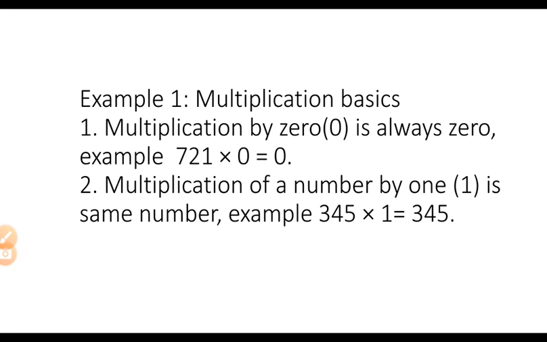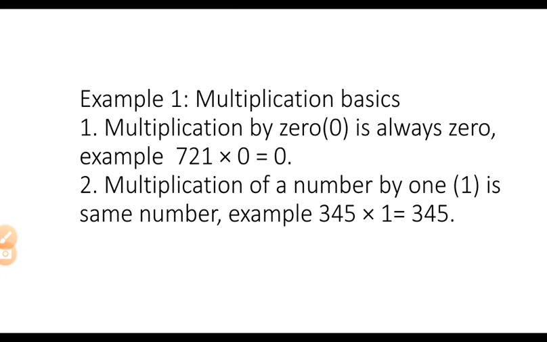Now let's look at some multiplication basics. Number 1, multiplication by 0. It is very important to note that multiplication by 0 always gives 0. In other words, if I am asked to multiply any number, whether small or big, by 0, the answer is always 0.